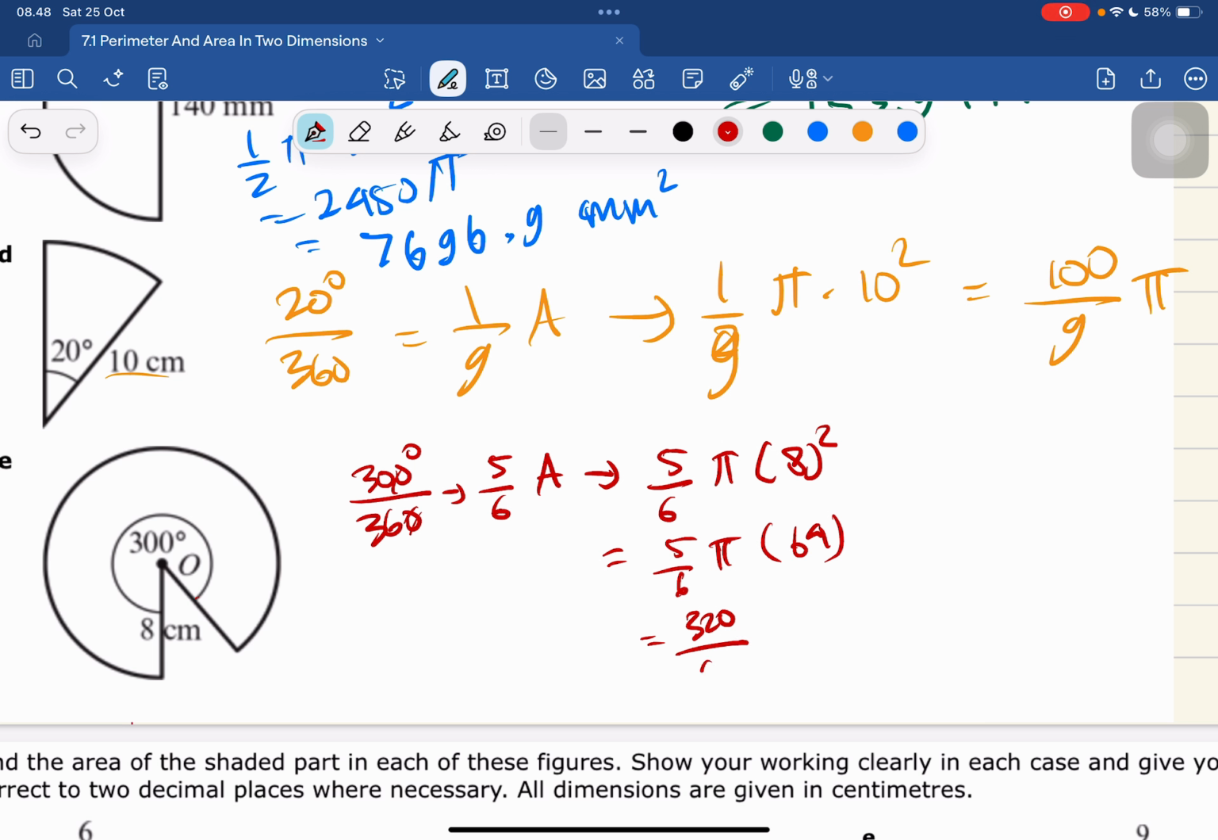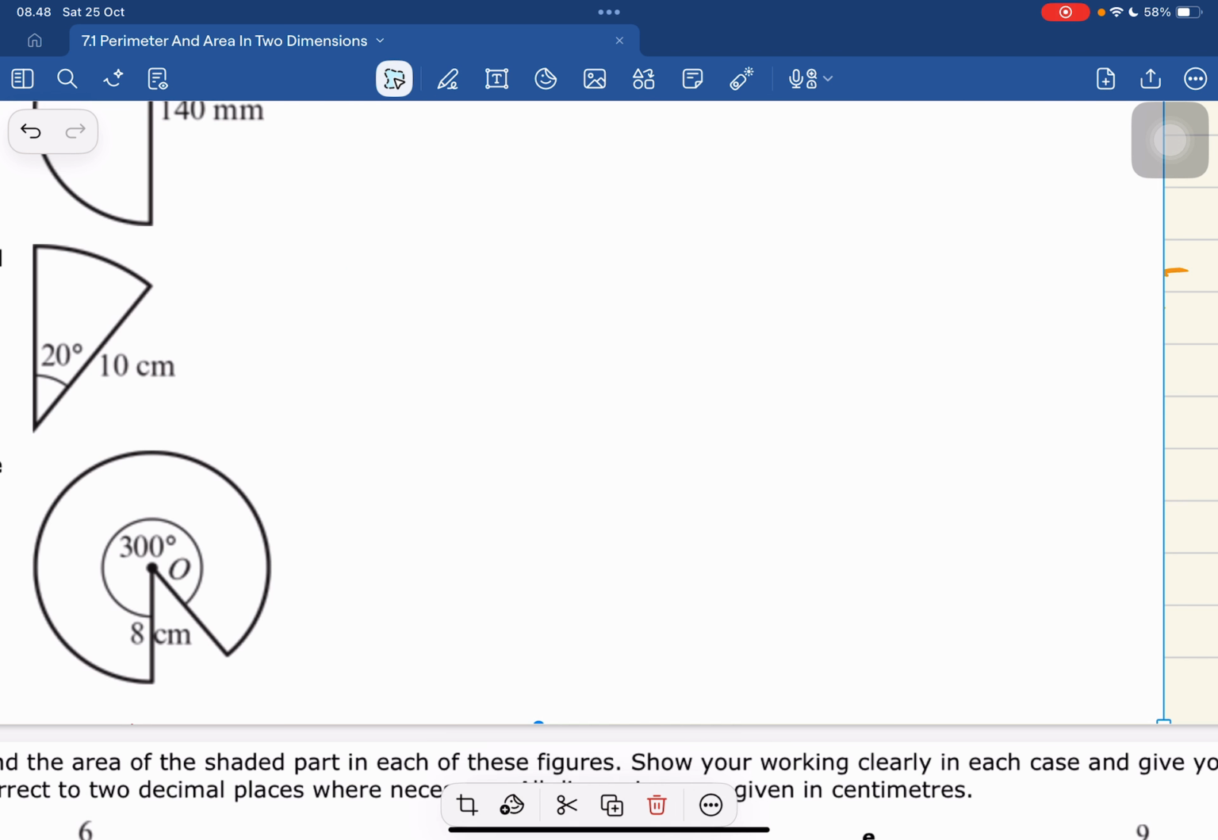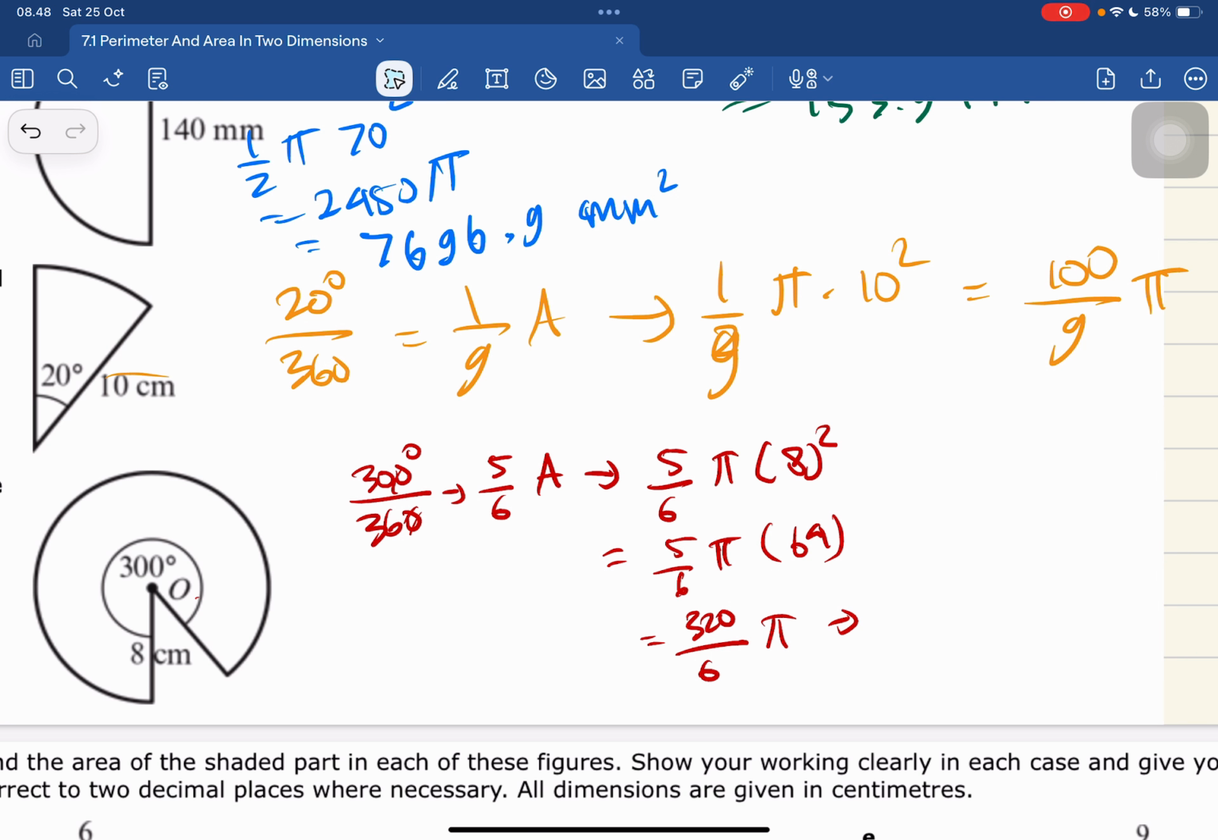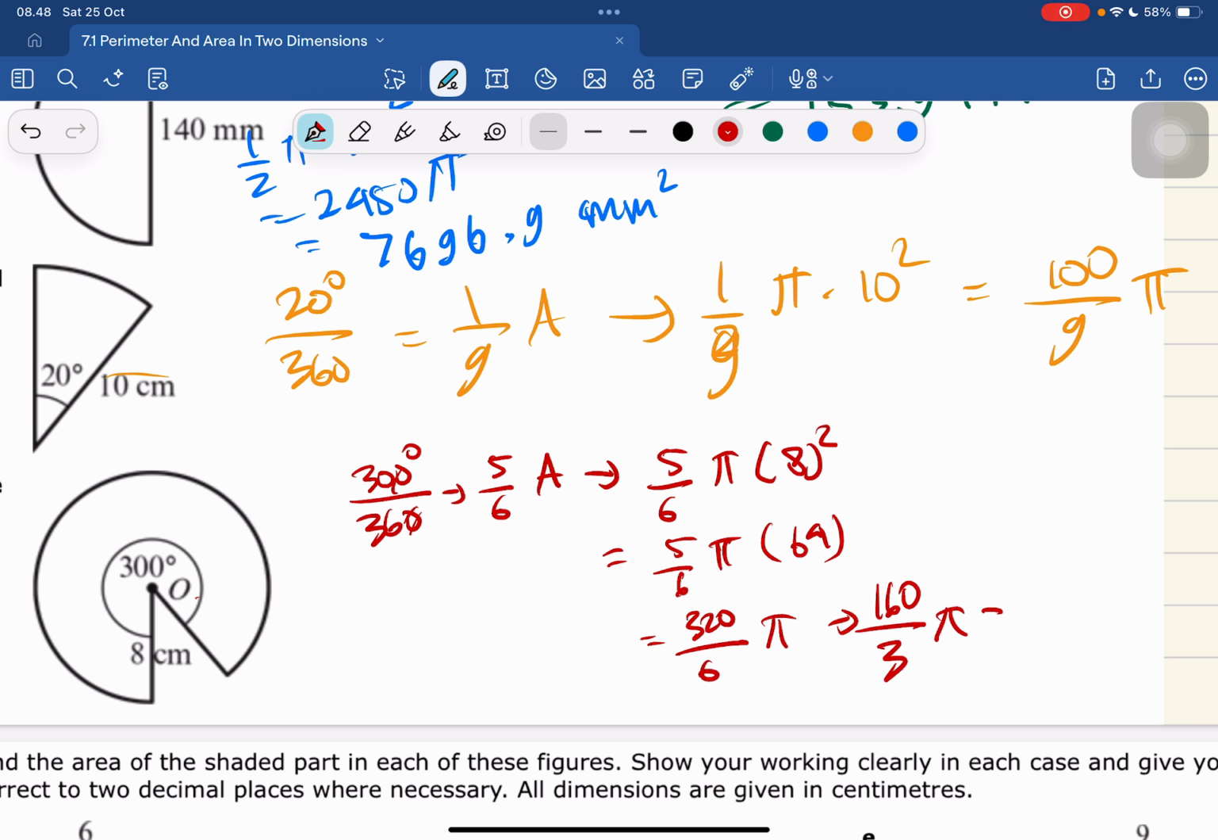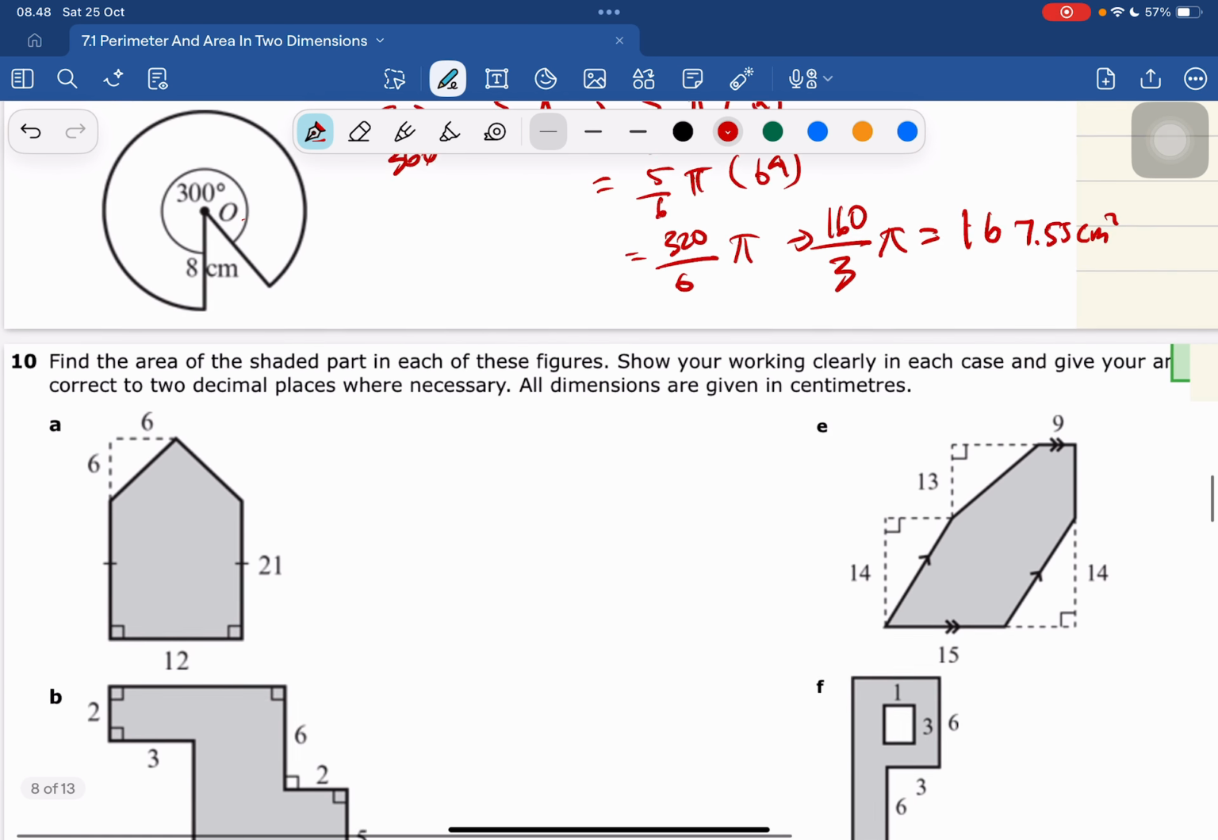It's going to be 320 divided by 6 pi. So 320 we can simplify by 2. So it's going to be 160 divided by 3 times pi. So this will give us the answer of 167.55 centimeter cube.